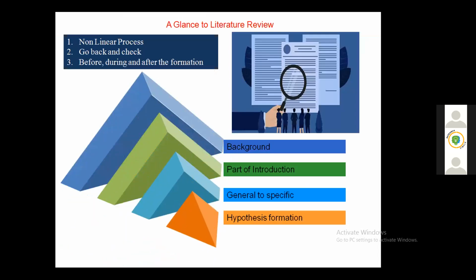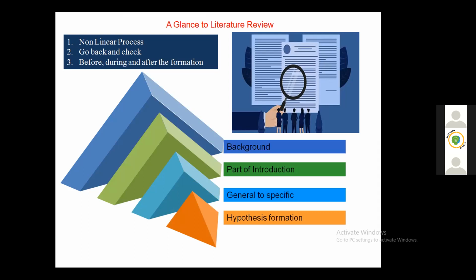Now, literature review is a non-linear process. Non-linear means the intensity varies at different points of time. If it were a linear process, the intensity would be the same over the period of time. But you can see that at the beginning the literature review may be very aggressive, but later you may reduce it. So literature review is a non-linear process. And just go back and check.